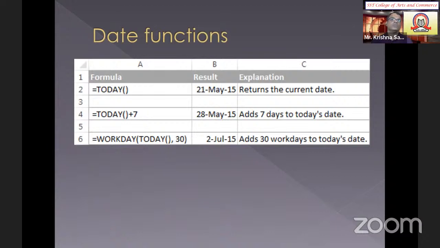So it starts from May, no? June will complete 30 days. It will count from today, so that way it will display 2nd July. It's the end of May, so June will also be considered, and after that 15 days. So add 30 work days to today's date. Here again it's a workday, so it depends. Saturday, Sunday it will not consider.